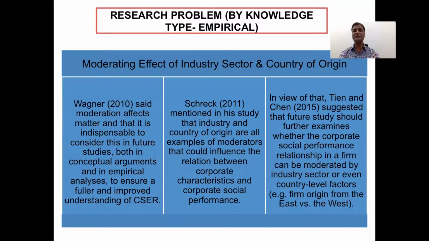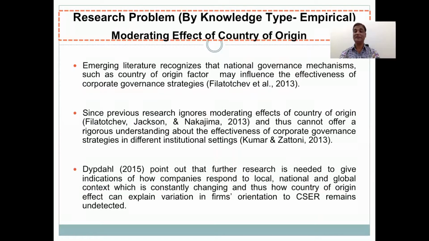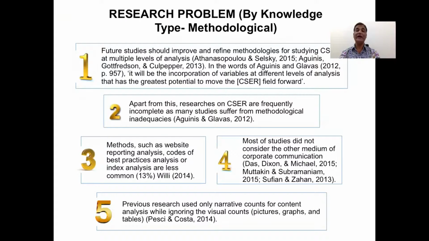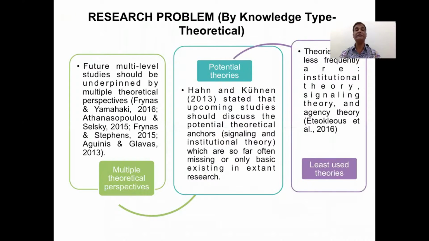And she has continued with the research problem on knowledge type by giving citation on the moderating variable. She continues with the moderating variables because that's the main contribution of her PhD thesis. And then she continued with her contribution in terms of methodology. She has given many citations that prove that there is room for her to contribute in terms of methodology in this area. And then she has continued with the research problem in terms of theory.